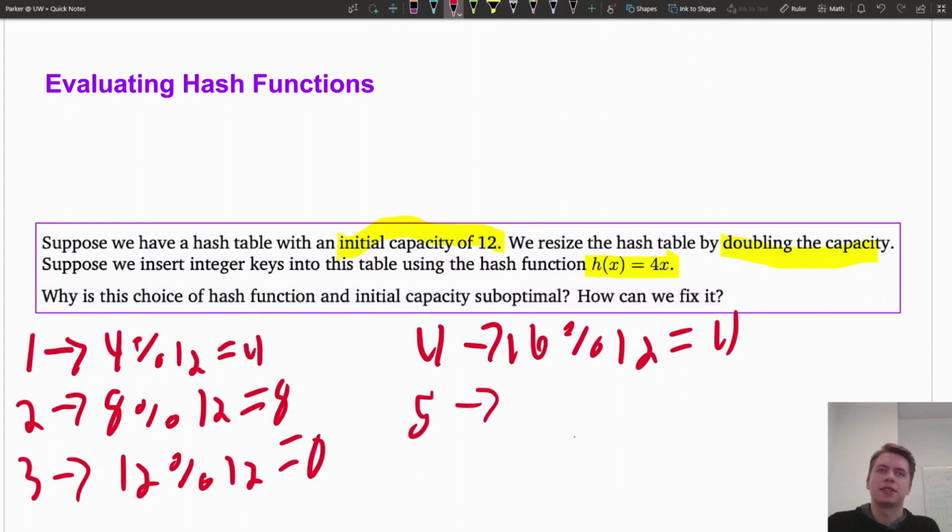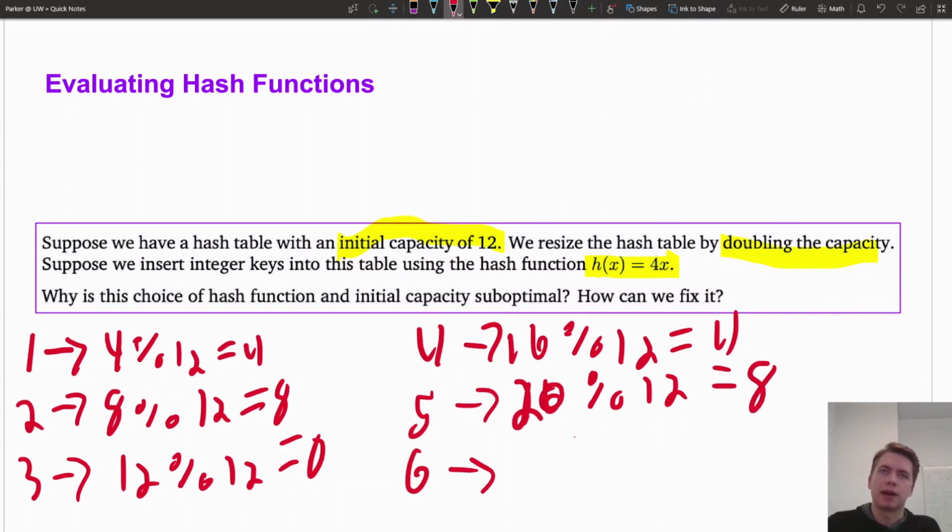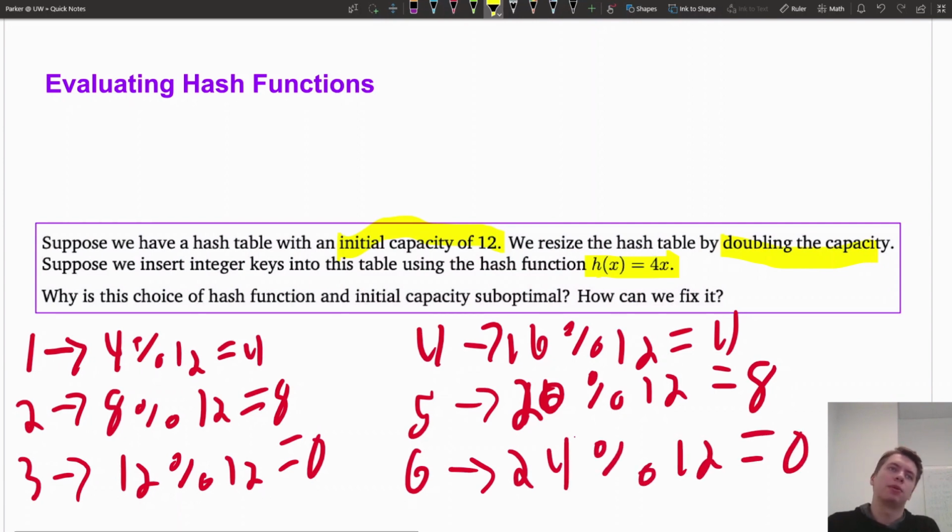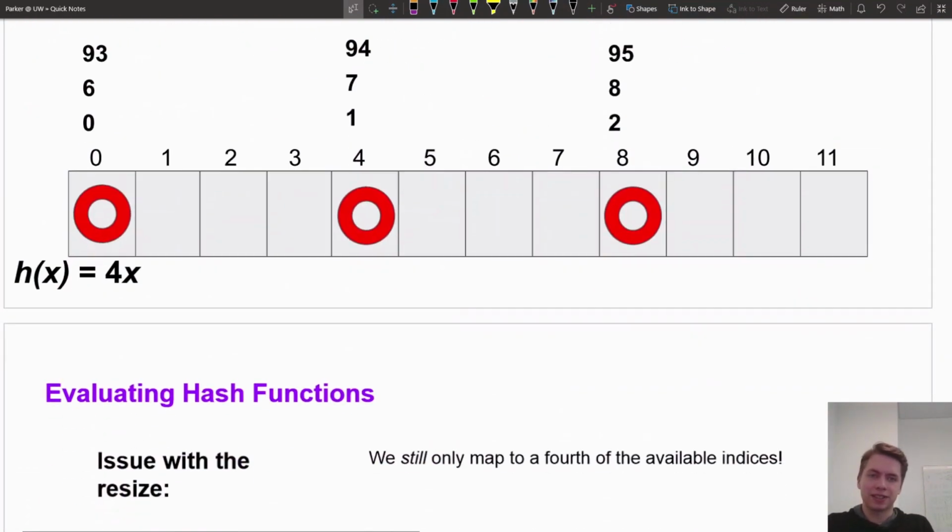And oh, okay, we start to see the pattern. This should be 20. And finally, 6 will be mapped to 24 mod 12, which is 0. And this pattern will continue, where all of our values are only mapped to 3 buckets. All the key value pairs will be mapped to the same 3 buckets because our table size and our hash function all work in multiples of 4. And by modding 12, we're guaranteed to only end up with the values 4, 8, and 0. And oh no, we're only mapping to 3 of the possible 12 buckets.